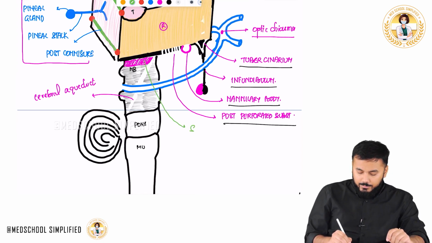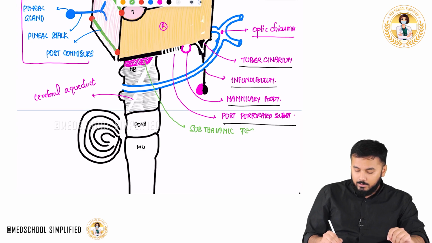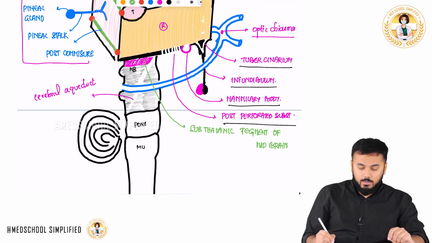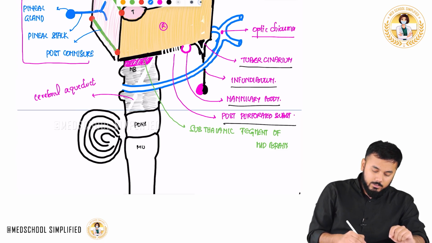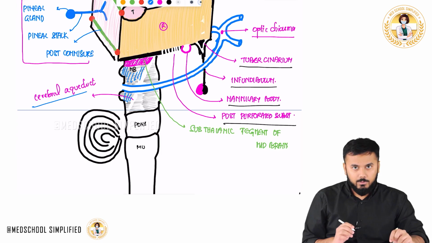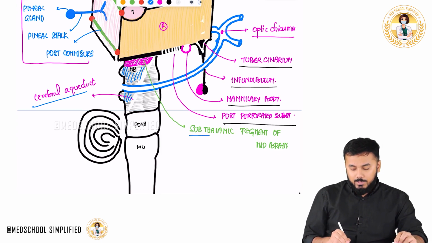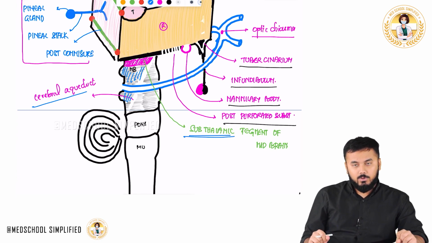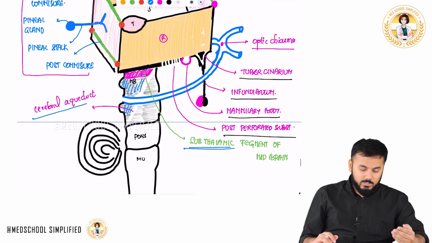So I'm writing it here. This part is called the subthalamic tegmentum of the midbrain. Why are we calling it the tegmentum of the midbrain? Because the entire part on the back of the cerebral aqueduct is called the tegmentum of the midbrain. That is why the subthalamic region is called the subthalamic tegmentum of the midbrain. So that is also in the floor, right? So these are the structures.